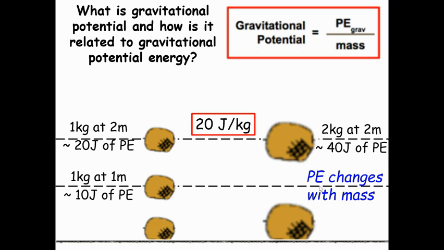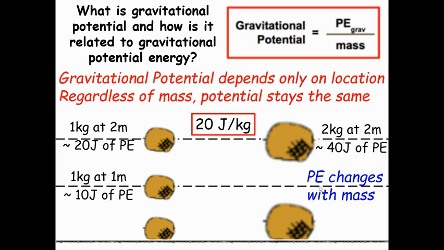For the lighter rock, 20 joules divided by 1 kilogram gives you 20. For the heavier rock, 40 joules of potential energy divided by 2 kilograms of mass also gives you 20. This is what we mean when we say gravitational potential. It's a value that depends only on location, and regardless of mass, the potential is the same at that location. So it doesn't matter what mass you put at 2 meters, it's always going to have the same gravitational potential, the same energy per mass.